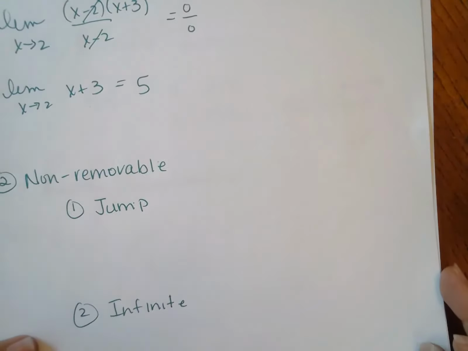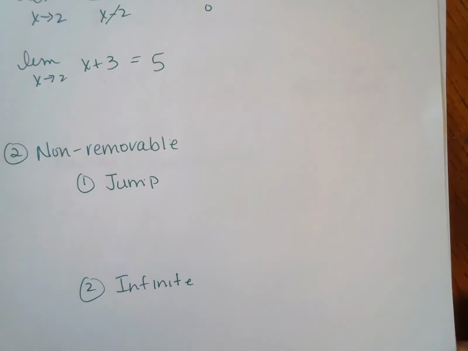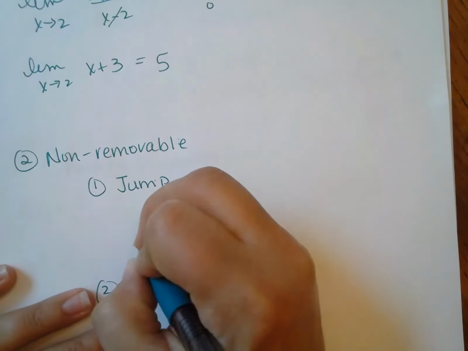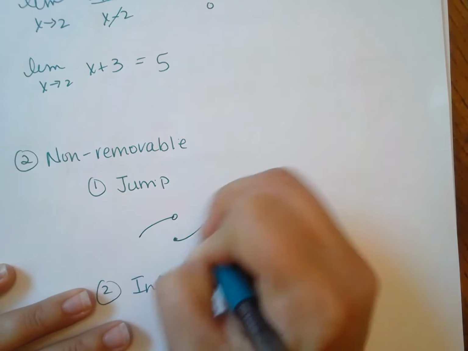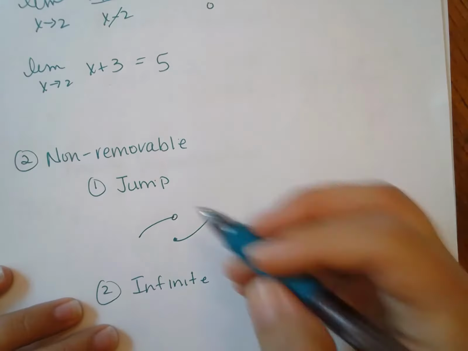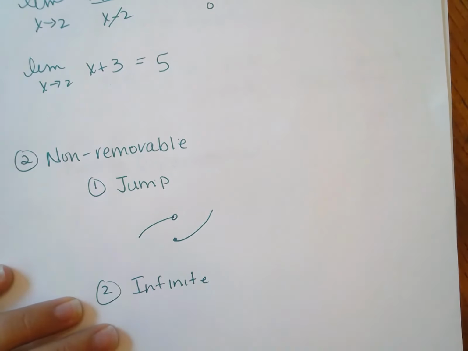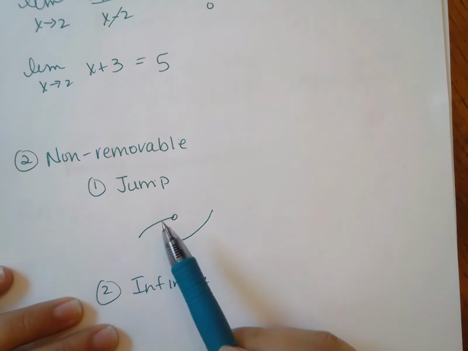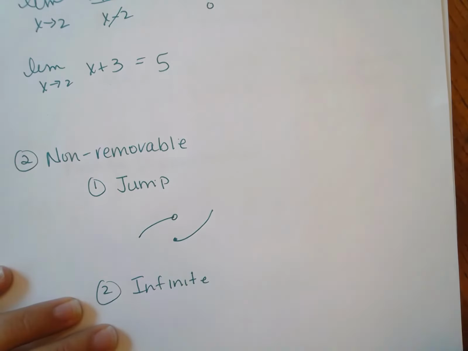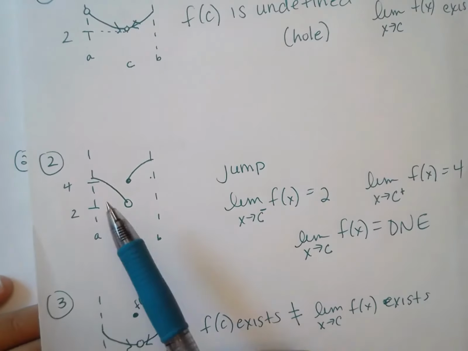These next two, the non-removable ones, are the ones that you really can't just fix by redefining your function easily. The first one is a jump discontinuity. Now we just saw a picture of a jump discontinuity. A jump looks like this, like there's a break in the graph and there's a clear division here. So I can't fix that by just redefining one point. And so this is what we call a non-removable jump discontinuity.